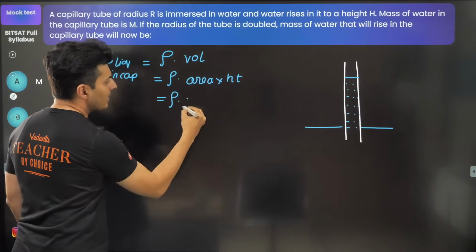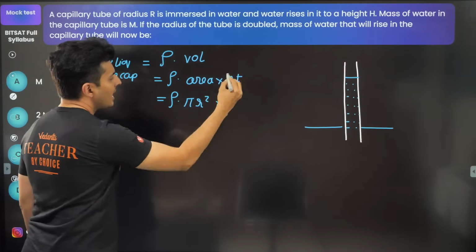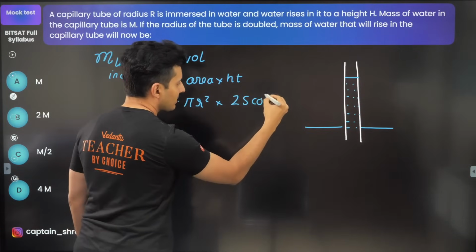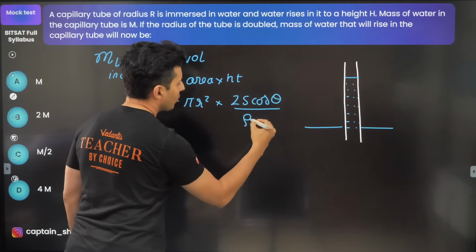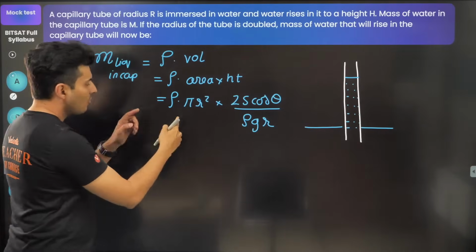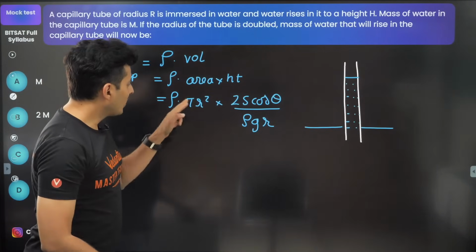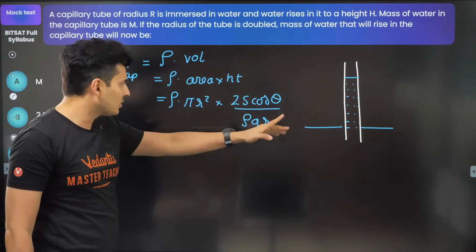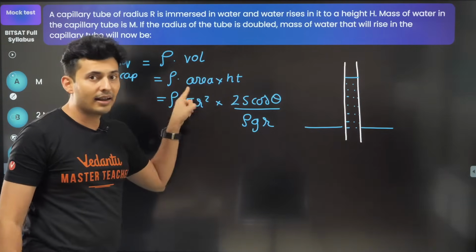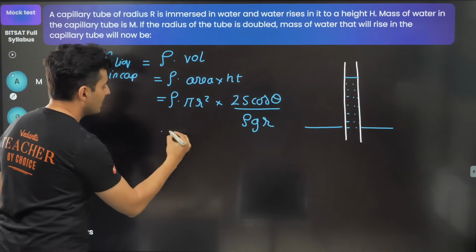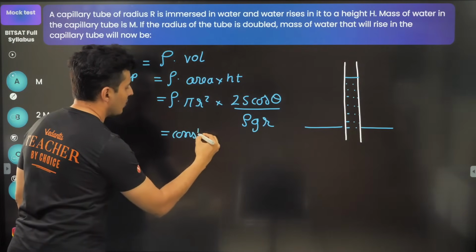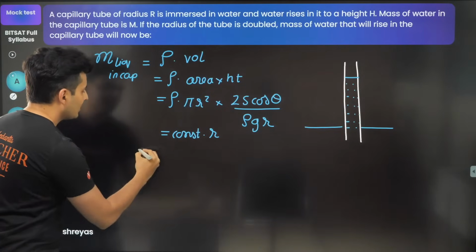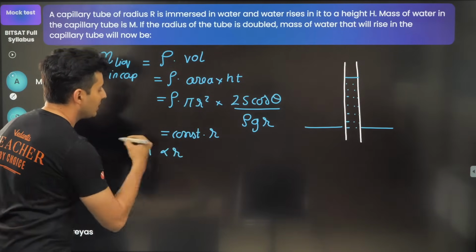Now the area is pi r square, and the height rise of a capillary is given by 2s cos theta by rho g r. What do I see? Well, rho cancels, okay, fine. Pi g 2s cos theta, everything is constant. One of the r cancels. So what I see is everything else is just a constant and only one of the r's remain. So hence the mass is directly proportional to r.